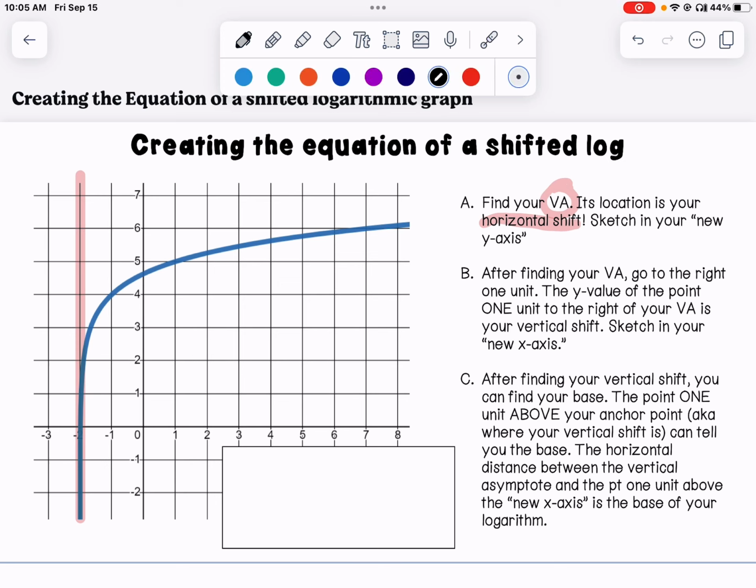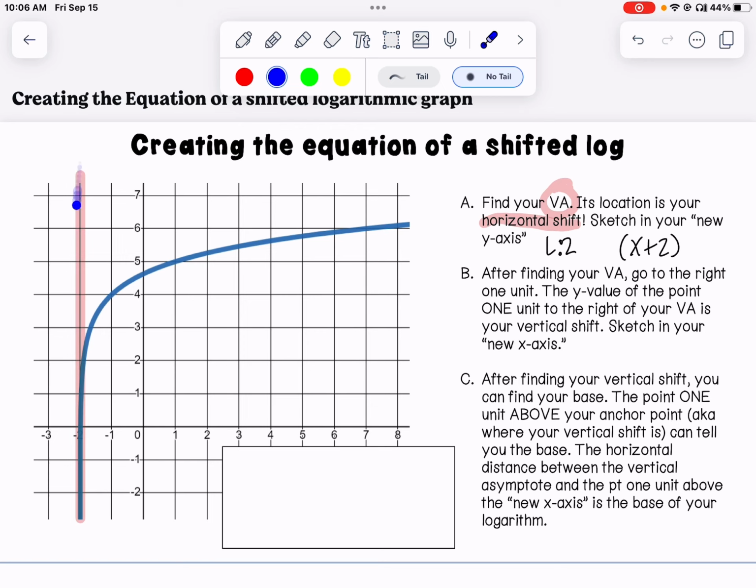So that means I was shifted to the left 2. That also means that inside of my argument, I'm going to have x plus 2. So when we're looking at horizontal shifts, things do the opposite of what we expect. So a plus 2 actually means that I'm going to go in the negative direction.